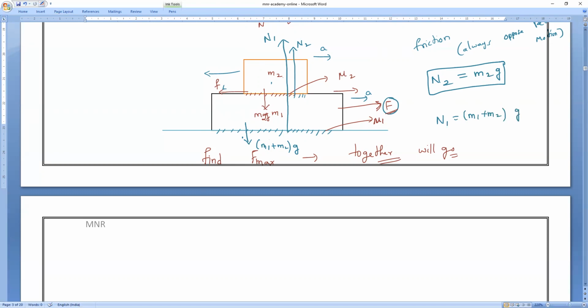Clear, all of you? M2 is only attached to the first object, but here the surface and the first object, both bodies are exerting weight on this. Am I right or wrong? All of you understand or not? Yes, sir. So you can take it as this one.